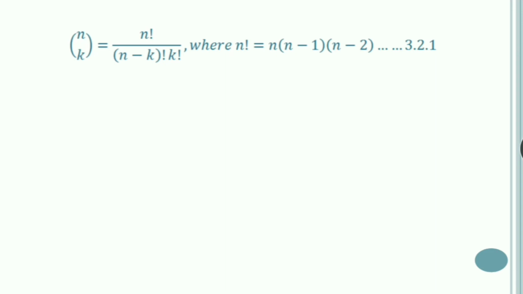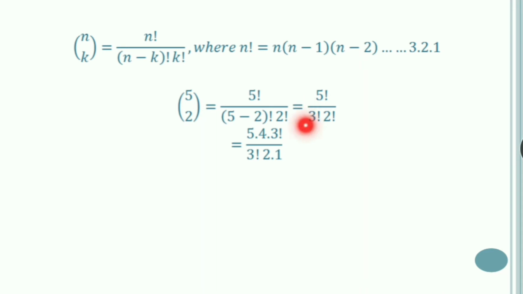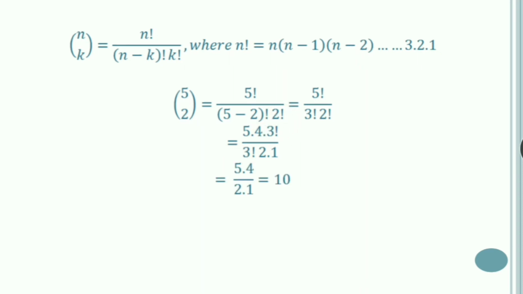So if you want to find out 5C2, what will be 5C2? It will be 5 factorial upon 5 minus 2 factorial into 2 factorial. So 5 factorial as it is, 5 minus 2 is 3 factorial into 2 factorial. So we'll expand 5 factorial as 5 into 4 into 3 factorial, and we'll keep 3 factorial as it is because we can cancel it with the 3 factorial in the denominator, and 2 factorial as 2 into 1. So this 3 factorial gets cancelled with this 3 factorial. What we get is 5 into 4 divided by 2 into 1, which is equal to 10.